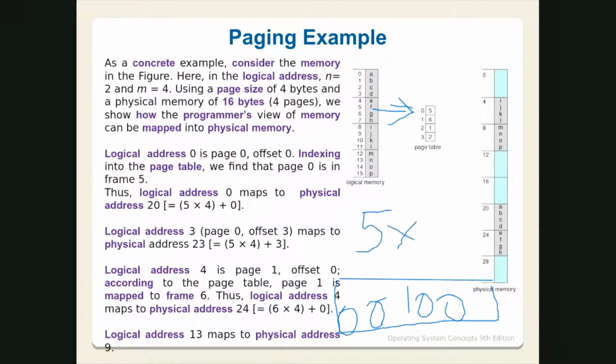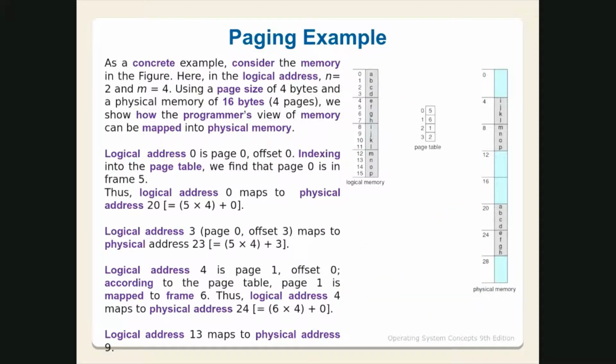What is 2 power 2? The size of each frame, each page, is 4. So when you multiply the 4 and 5, you get 20. So that 20 is where your page resides. So that's my page. This is one example.